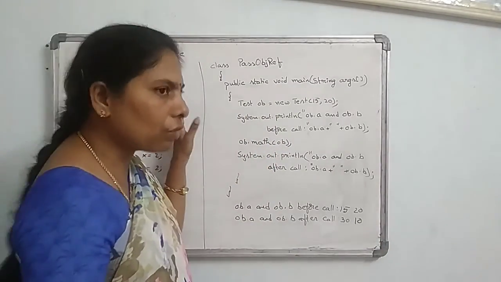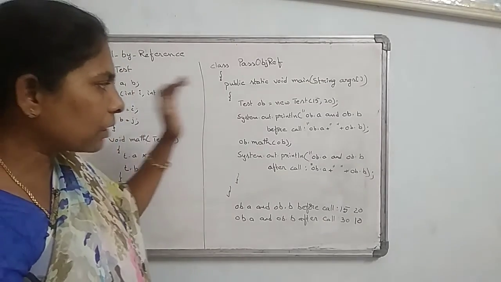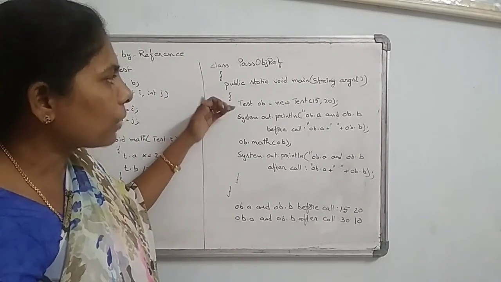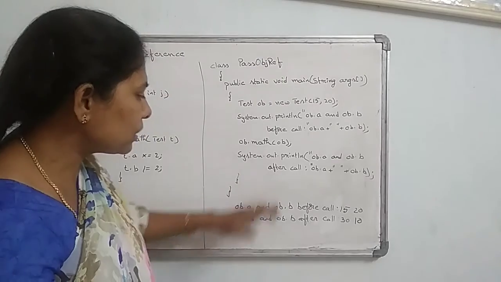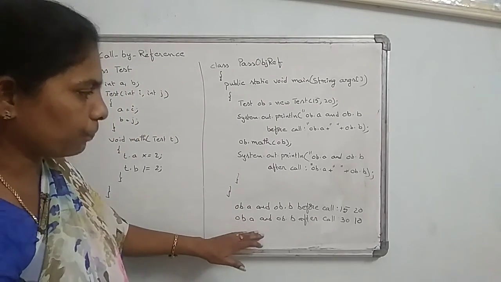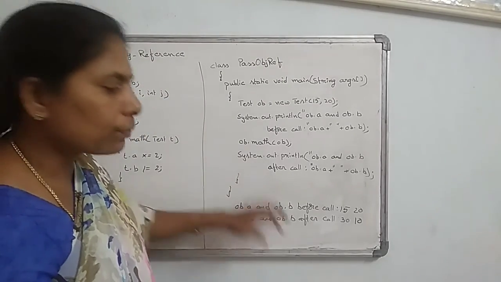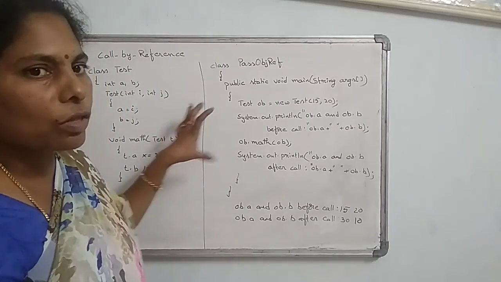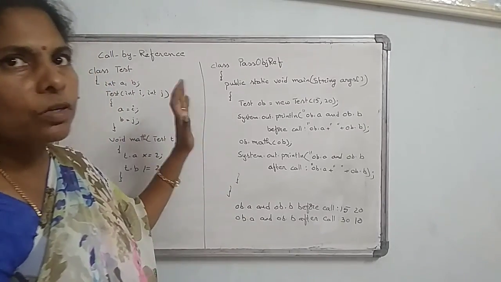So that means whenever you use call by reference, the values that are passed must be changed depending on the function. But in call by value it will not be changed. So that is the process of call by value and call by reference.